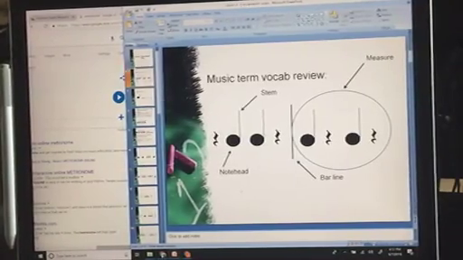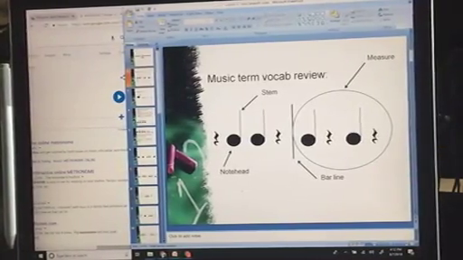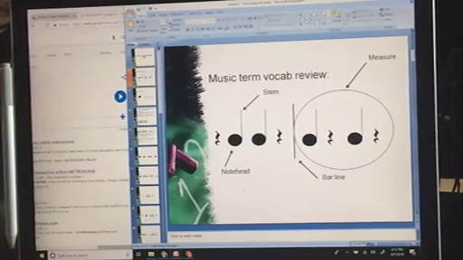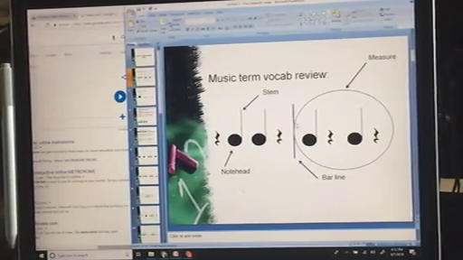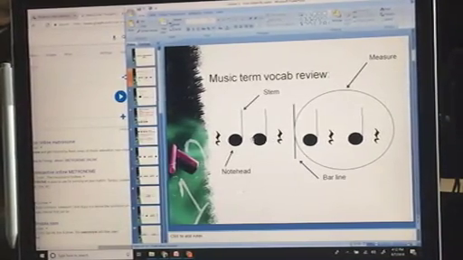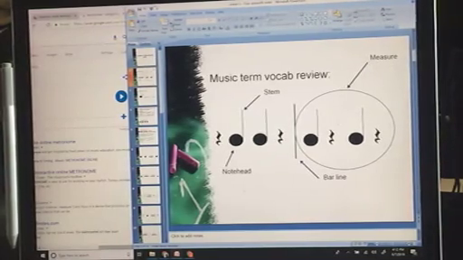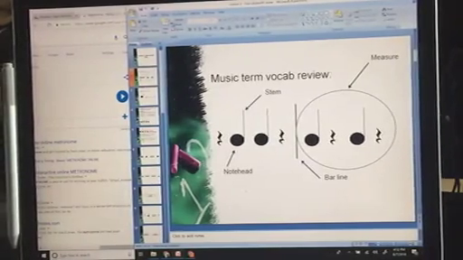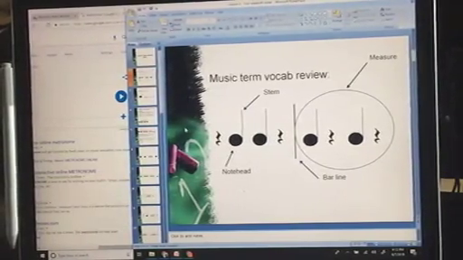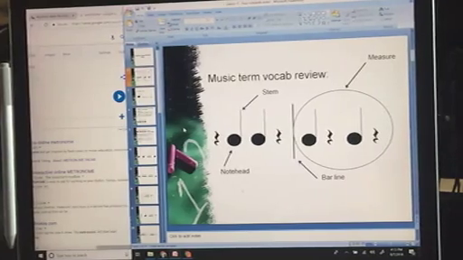let's do some review on the musical terms that we learned for certain symbols. Again, this right here is your note head. This is a stem. This is a bar line. And your bar line divides your rhythm patterns into measures. So this is a measure, and this is a measure. So please keep those in mind, because you're going to need those for future projects.